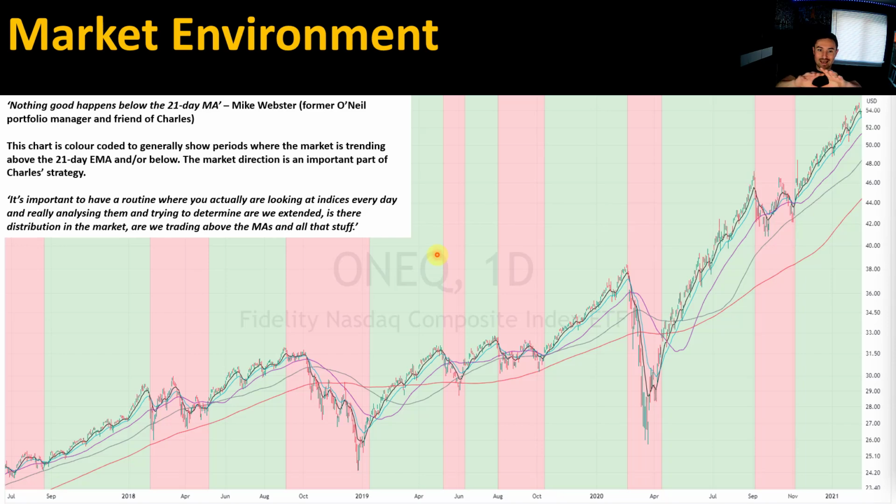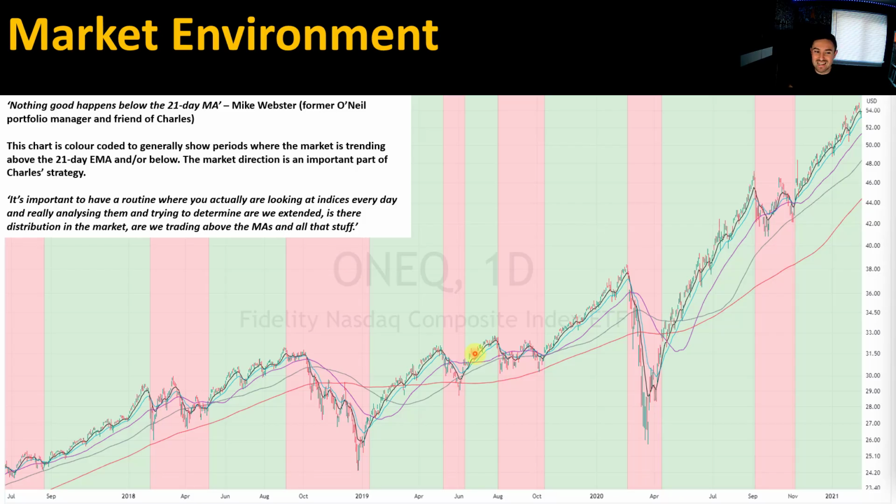So this is looking at different market environments. If you are trading pullbacks or you're trading breakouts, you would like to be with the proverbial wind in your sails, that tide lifting all boats. There is a very good quote by Mike Webster, who's a former O'Neill portfolio manager like Charles and a friend of Charles. He has a quote that nothing good happens below the 21-day moving average. It sounds very simple, but it's pretty darn effective if you're looking to trade breakouts and or pullbacks.